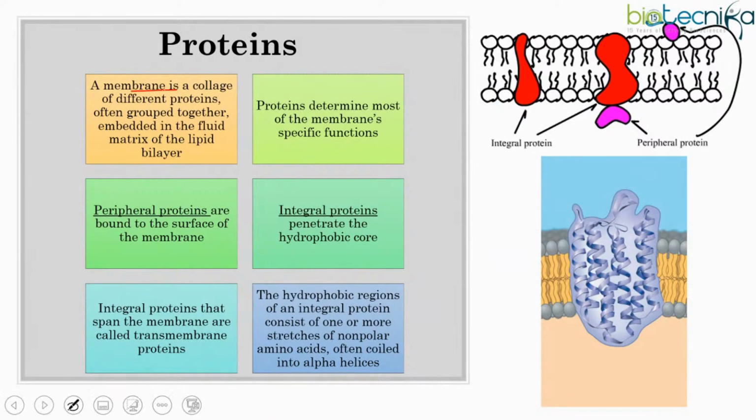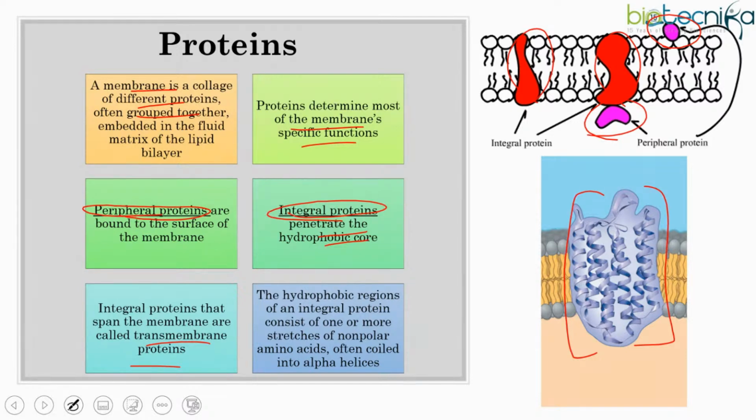So the membrane basically is a collage of different proteins. They are grouped together, embedded in the fluid matrix of the lipid bilayer. You can see proteins are folding in the fluid bilayer. And proteins determine most of the membrane's specific functions. So you have two types of proteins. One is peripheral protein, another one is integral protein. Peripheral proteins are bound to the surface of the membrane. And integral proteins penetrate the hydrophobic core, so they span the entire membrane. Such proteins are also called transmembrane because they go through the membrane.